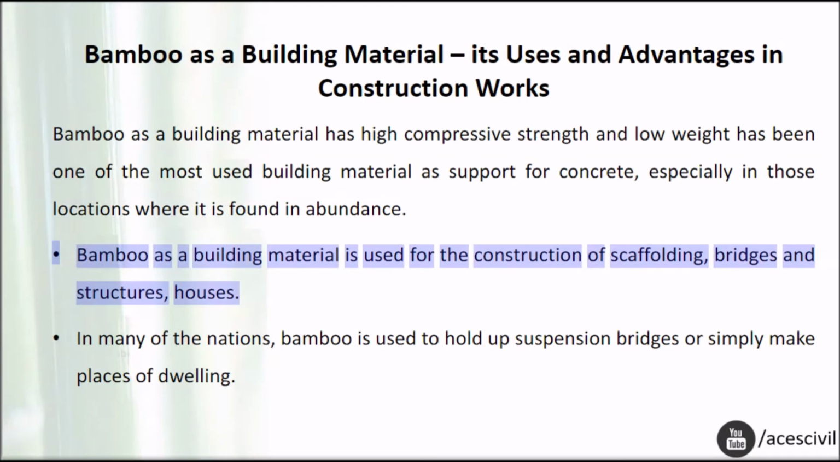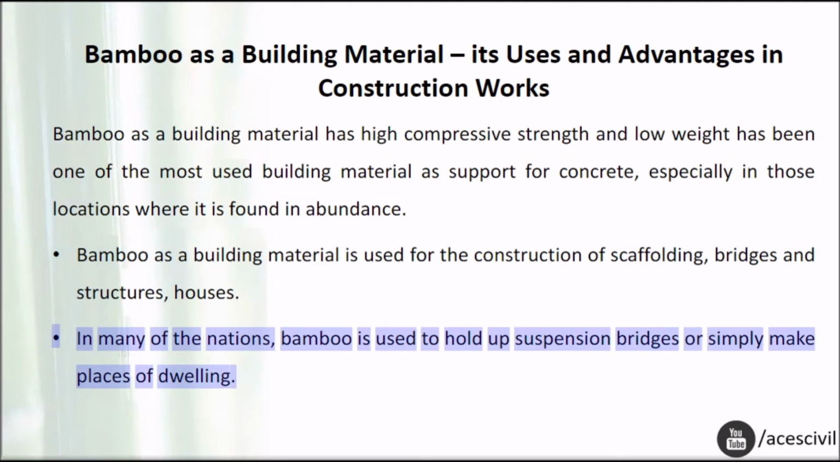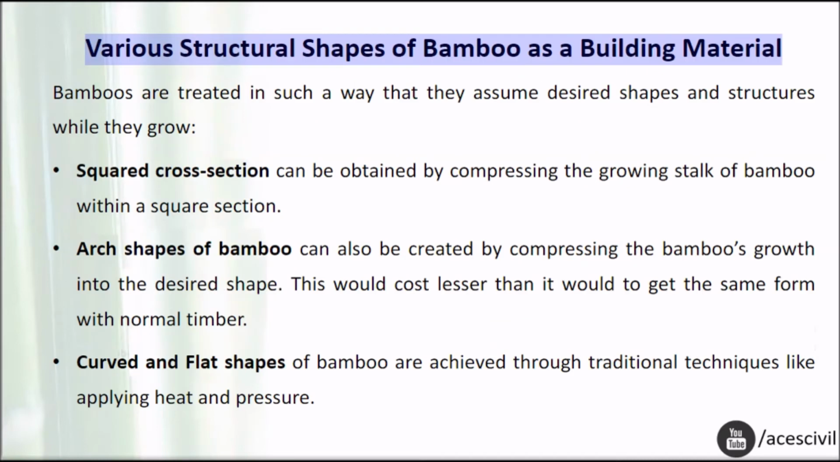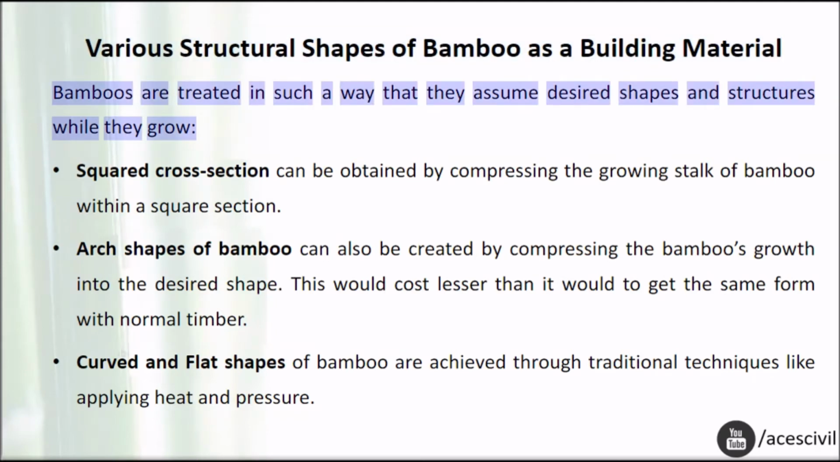Bamboo as a building material is used for the construction of scaffolding, bridges, structures, and houses. In many nations, bamboo is used to hold up suspension bridges or simply make places of dwelling. Various structural shapes of bamboo as a building material: bamboos are treated in such a way that they assume desired shapes and structures while they grow.